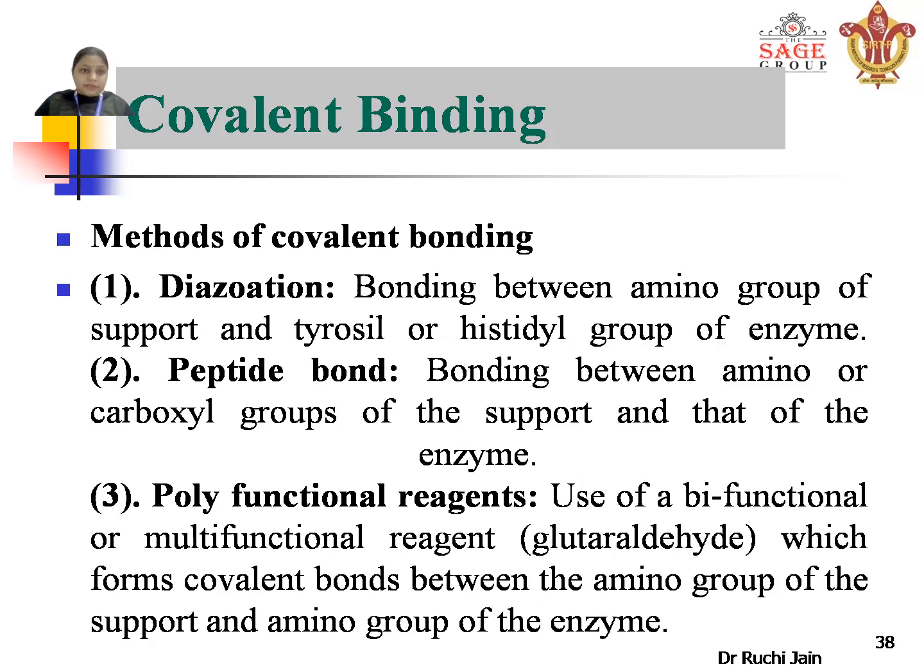There are various methods of covalent bonding. The first one is diazotization, in which there is a bond formation between the amino group of the support and the tyrosyl and histidyl groups of the enzyme. There are various types of peptide bond formation between the groups of support and enzymes. Sometimes we use polyfunctional reagents for the formation of covalent bonds between the amino group of the support and the amino group of the enzymes. Various bifunctional reagents are used, the main one being glutaraldehyde.